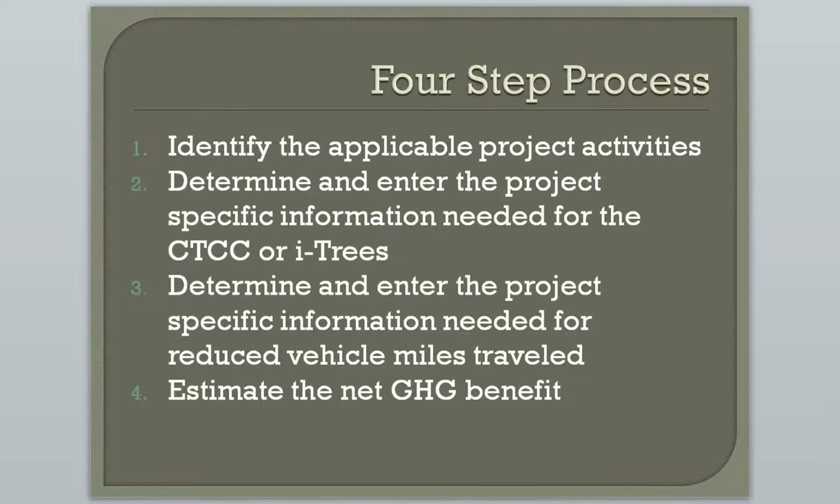Using these tools, applicants should follow 4 steps to determine their project's net GHG benefit. Step 1. Identify the project activities for the project. Step 2. Determine and enter the project-specific information needed for the CTCC or iTrees. Step 3. Determine and enter the project-specific information needed for reduced vehicle miles traveled. And Step 4. Estimate the net GHG benefit.